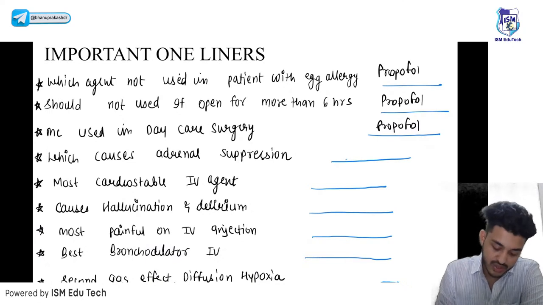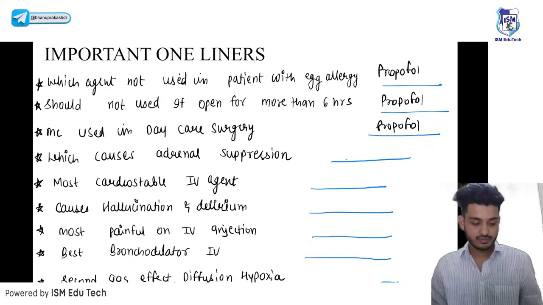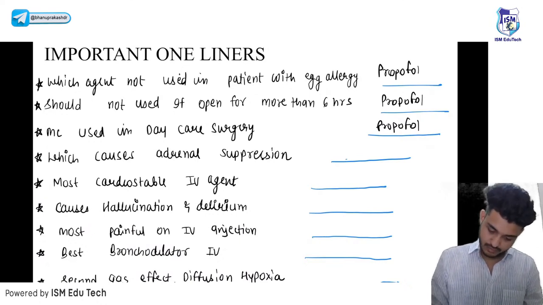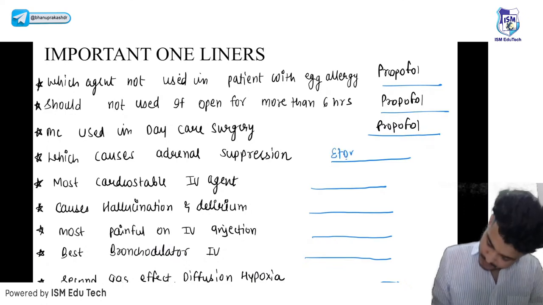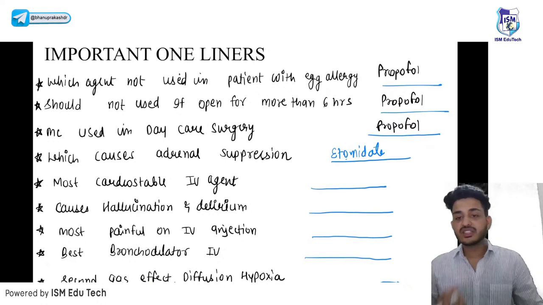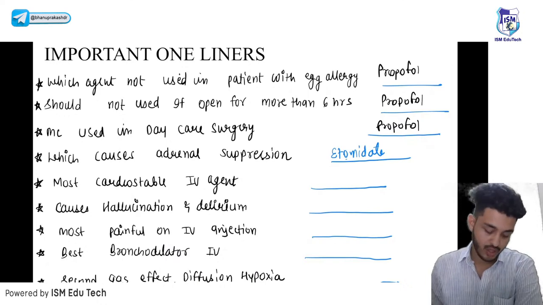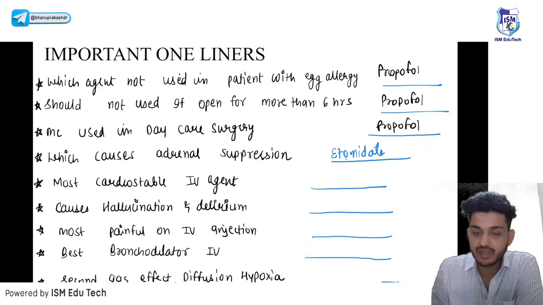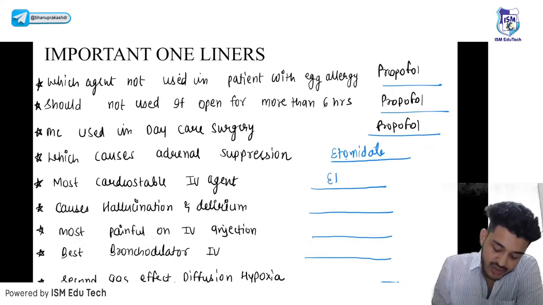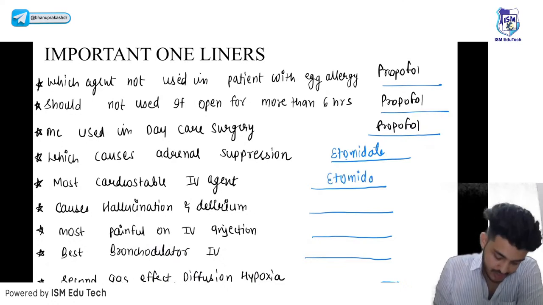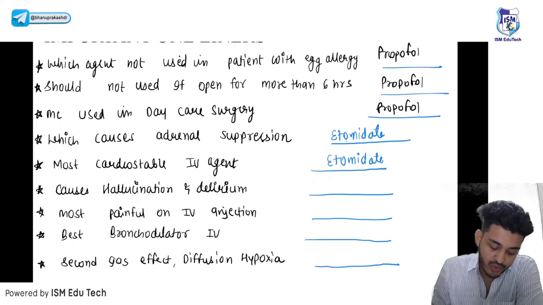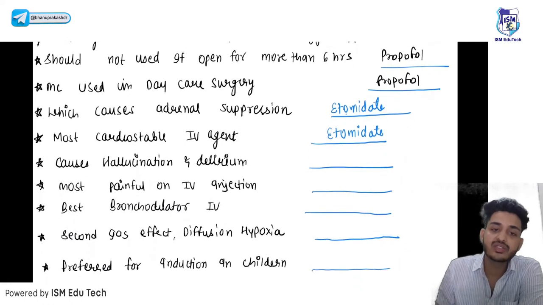Okay, which causes adrenal suppression? We have seen which of the following will be causing adrenal suppression. That is your etomidate. Etomidate, we have seen it is the agent of choice in cardiac surgery, but we don't use it in adrenal suppression. Okay, most cardio stable IV agent? Same, most cardio stable IV agent is etomidate.